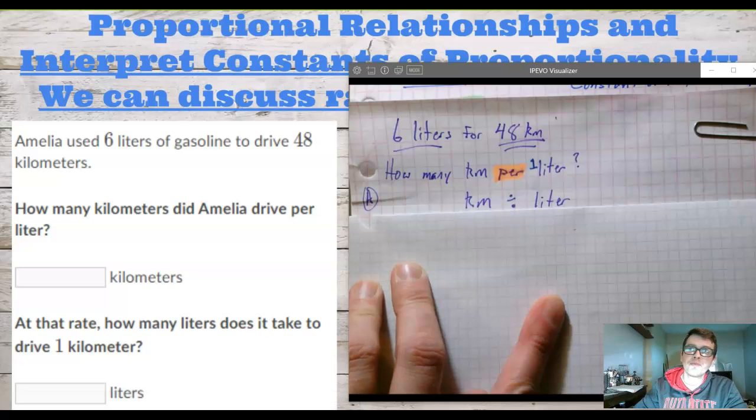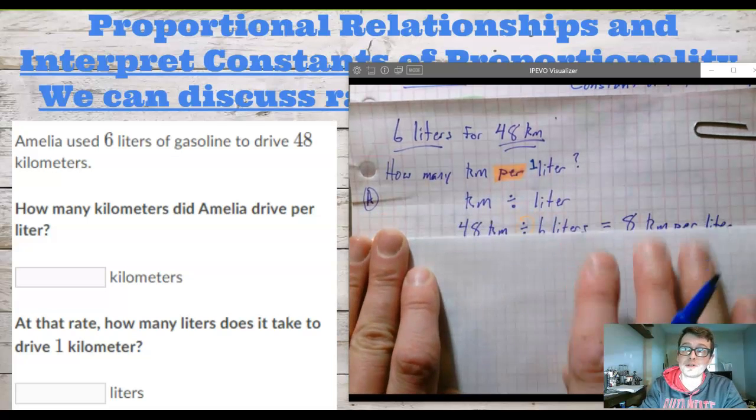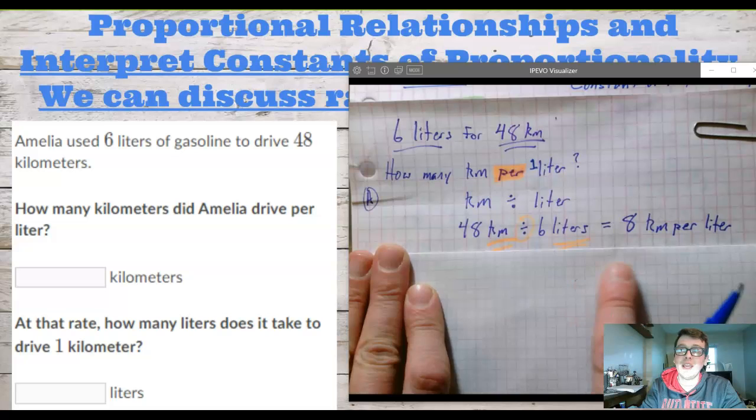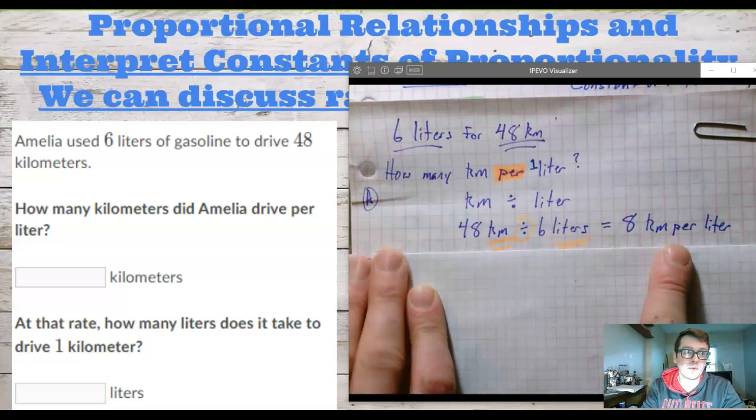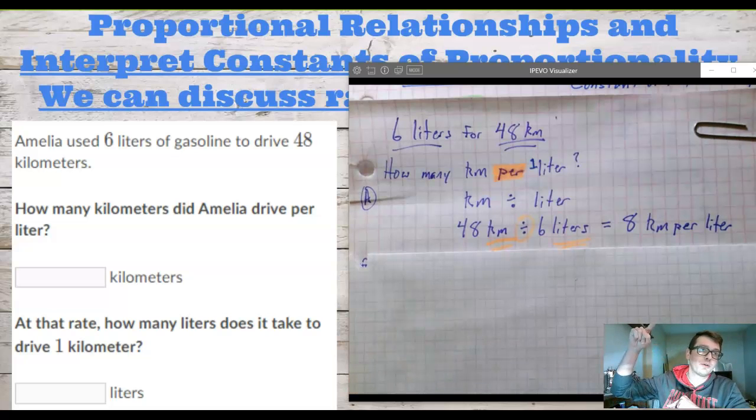Yeah, Charlie, you're good. So per tells us to divide. And I think most groups, as I popped around, got 8 kilometers per liter. That is how far we could travel on 1 liter of gas, which is like a big soda bottle, not like a 2-liter bottle, or think of a 2 liter and then do half of that.